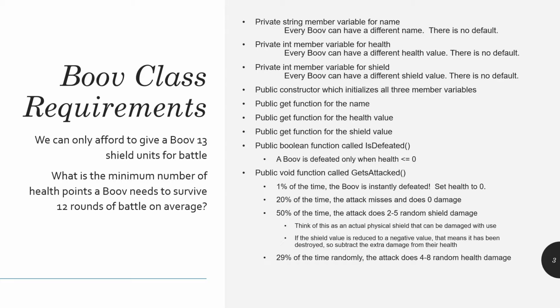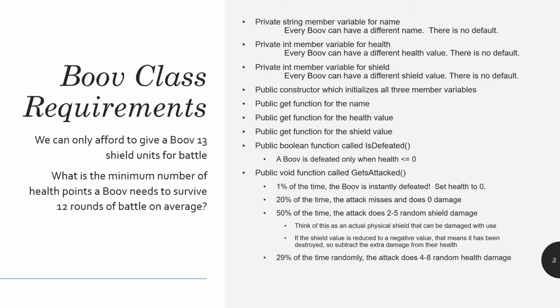But the hardest part of this, the most challenging part, will be the isAttacked function. There are 4 different things that can occur. We're simplifying this; we're just rolling some dice to see what happens. Think of it like a 100-sided die. 1% of the time, it's a headshot, right? You're instantly defeated, poor guy. Health goes instantly to 0, and he is now defeated. 20% of the time, the attack misses and does nothing, a complete miss. 50% of the time it hits the shield. Just think of you holding a physical shield, and it does random 2 to 5 damage.